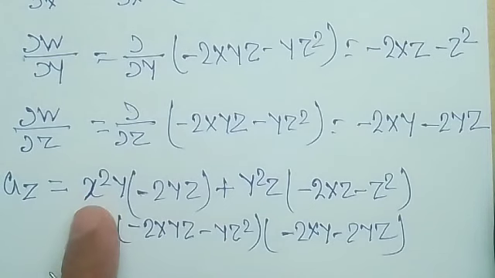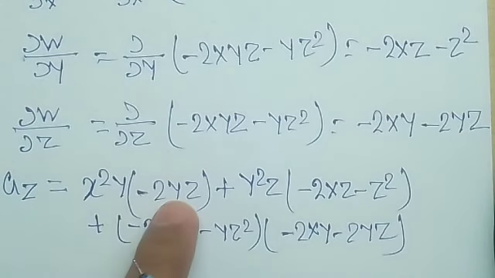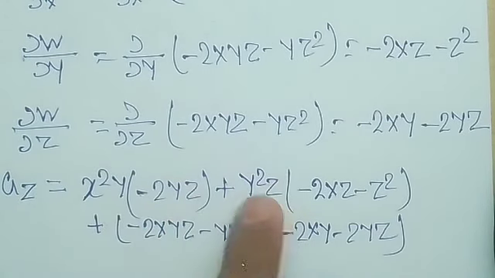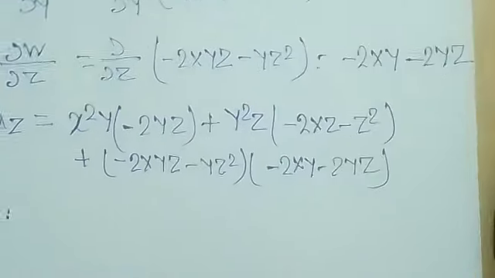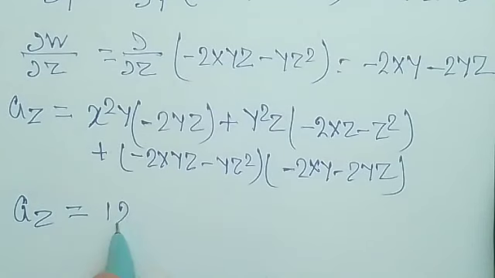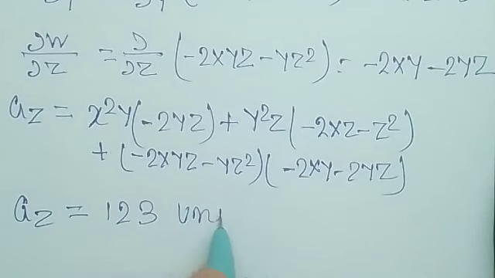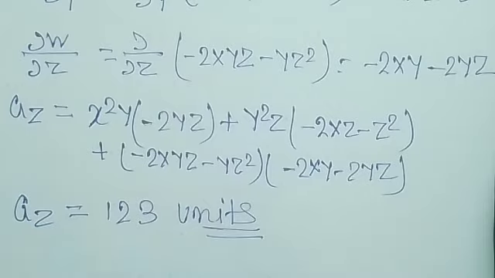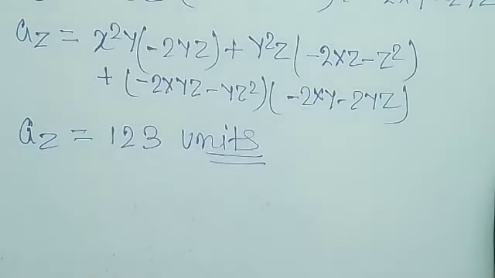So once you substitute x, y and z values, or you can simplify, or directly you can substitute now. X is 2, y is 1, z 3, like that you'll get. So directly I'm writing. I hope you understood, right? So this is what you have. Az is equal to, on simplification, you'll get 123 units, right? Now you have ax, ay, az.